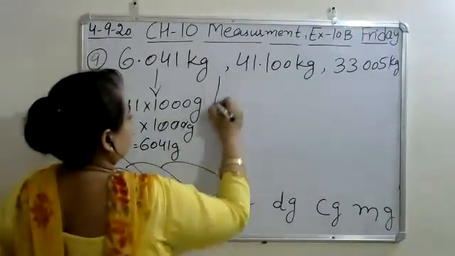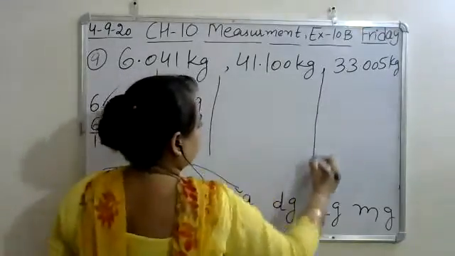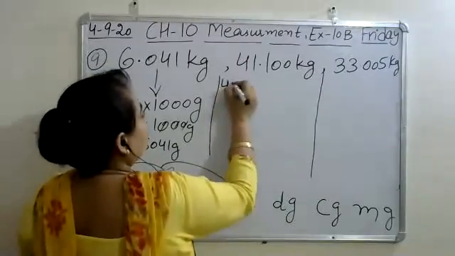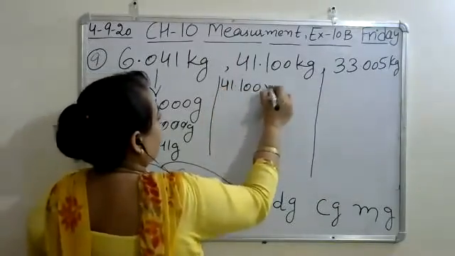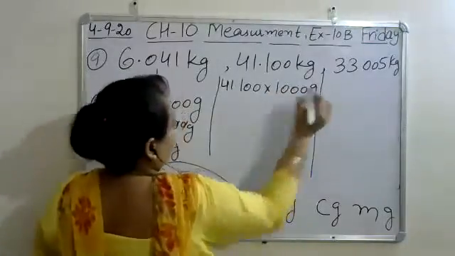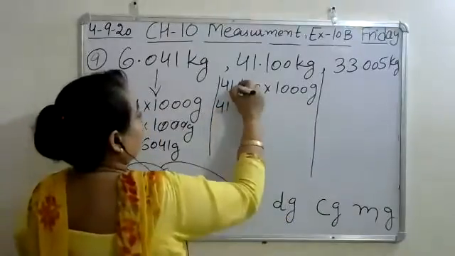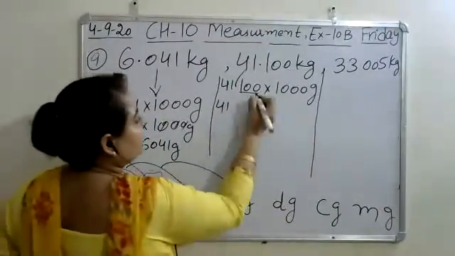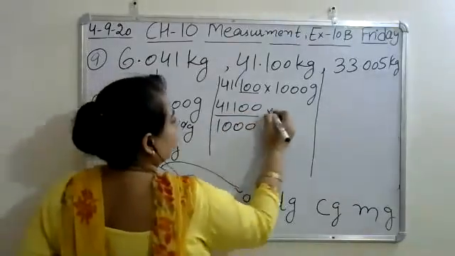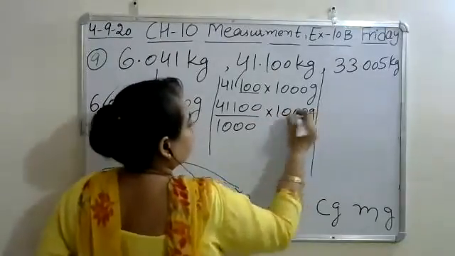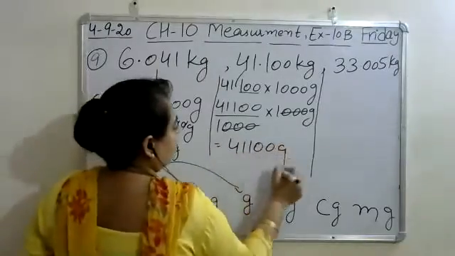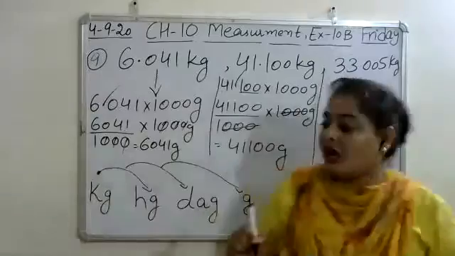Similarly, come to the second part. Same method. Movement towards right hand side. So 41.100 multiplied by 1000 gram. So 41, remove the decimal. After the decimal we have 3 digits. So 3 zeros in the denominator. Cancellation. And this is 41100 gram. Now come to the last part.